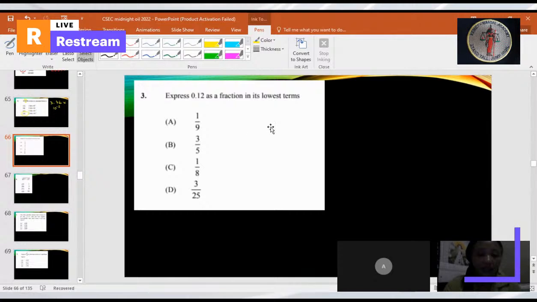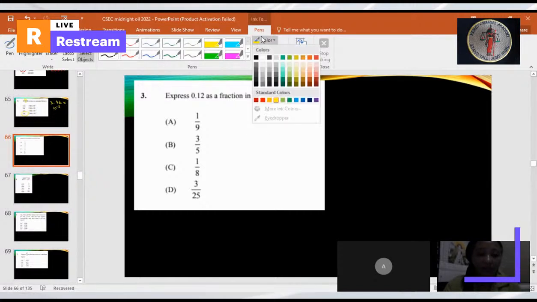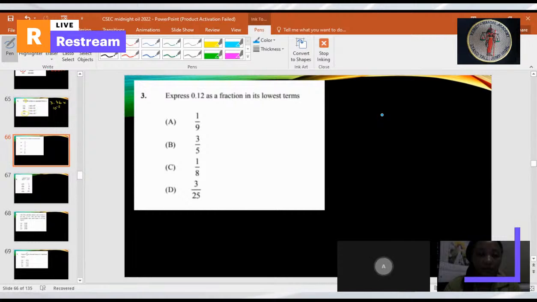All right, SR number 3. Read the question, please. Express 0.12 as a fraction in its lowest terms. To write 0.12 as a fraction, we put the numbers after the decimal point and we count up how many there are.